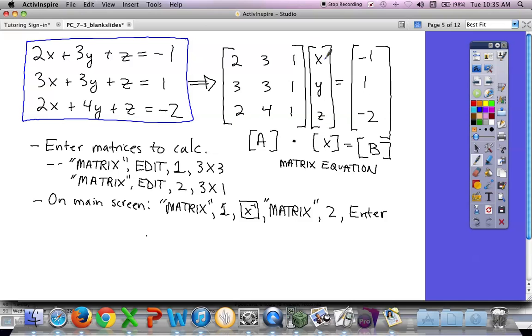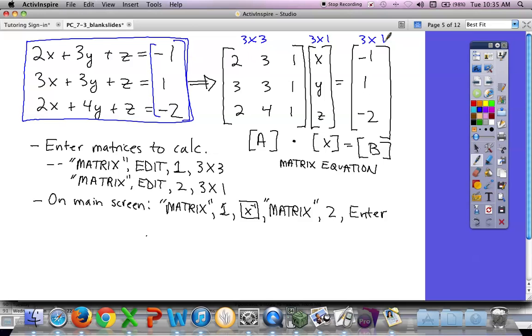The next matrix is the variable matrix. It's the things we're trying to solve for, X, Y, and Z. And then the next matrix on the other side of the equal sign, it's these numbers here. That's the constant matrix. Okay. Now, we would consider this matrix a 3 by 3 matrix because it's got 3 rows and 3 columns. This is a 3 by 1 matrix. This is a 3 by 1 matrix.